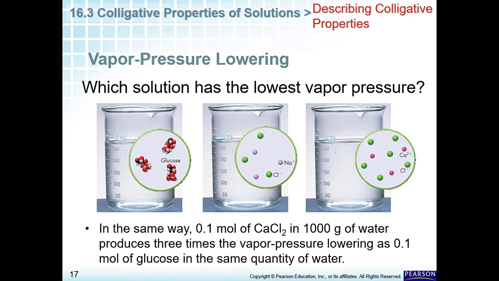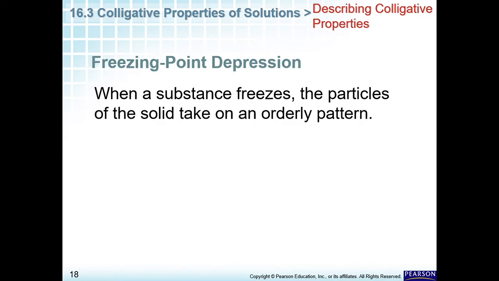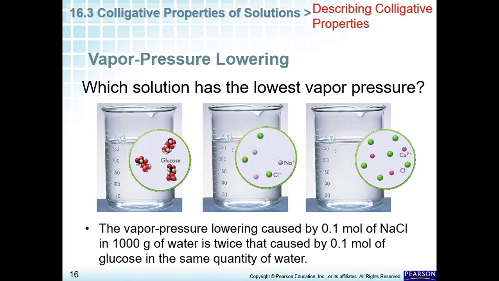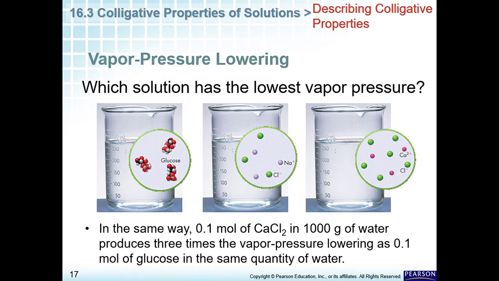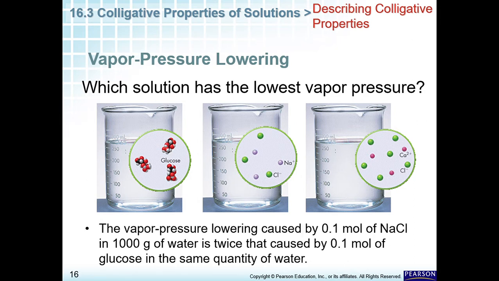In the same way, 0.1 mole of calcium chloride in 100 grams of water produces 3 times the vapor pressure lowering as in the same quantity of glucose. Mas mataas ng 3 beses ang calcium chloride kaysa sa glucose. Sorry. Ang pinakamababa dito ay ang glucose. Twice ang sodium chloride, tapos thrice ang calcium chloride.